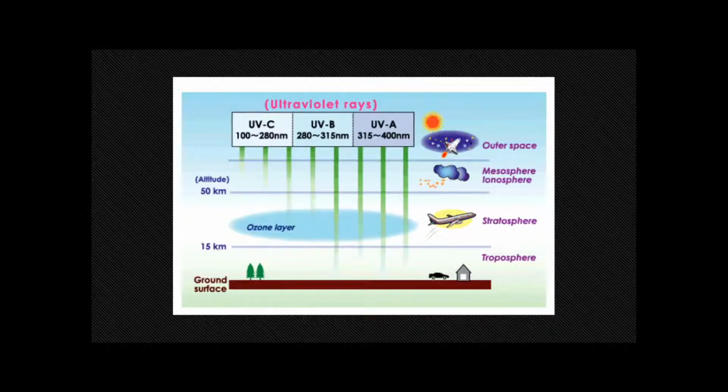UVB, some of it gets through, but some of it stops at the stratosphere and there is some that comes to the ground. And UVA, this all comes to the ground, but as you can see, the intensity of those rays is very, very little. So it's enough to benefit us, but not harm us terribly.